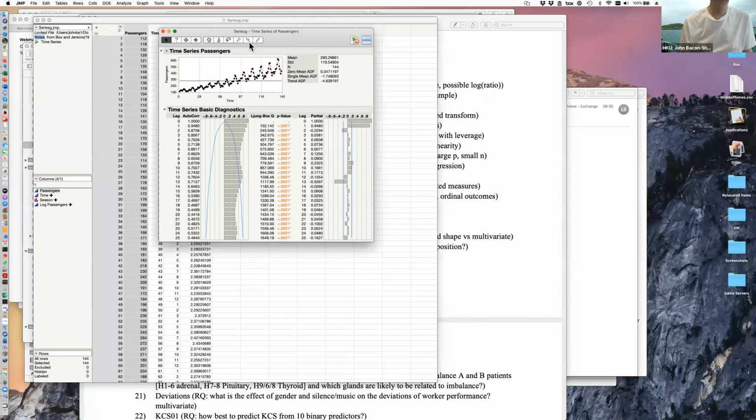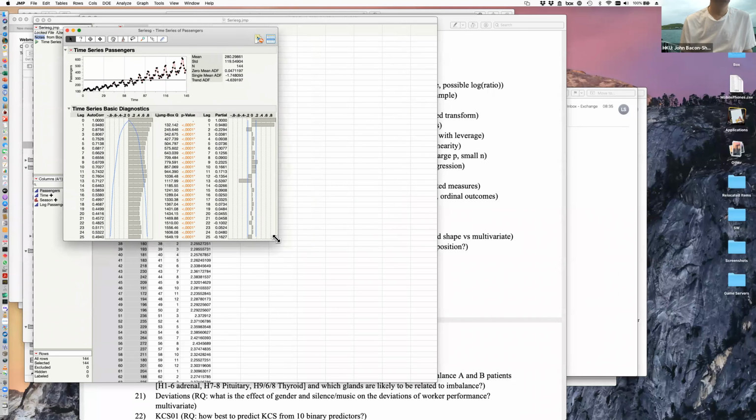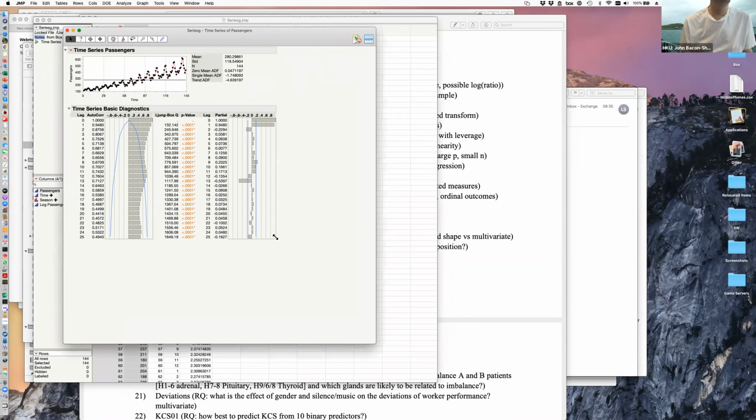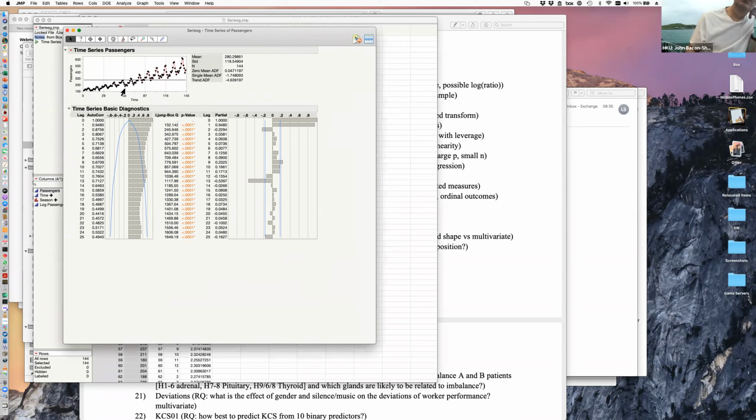If we do that, JMP gives us a plot that looks like this. So what is it telling us here? First of all, it's showing us that there is a strong pattern in our time series. So it's saying that there is a correlation pattern here on a time series basis.